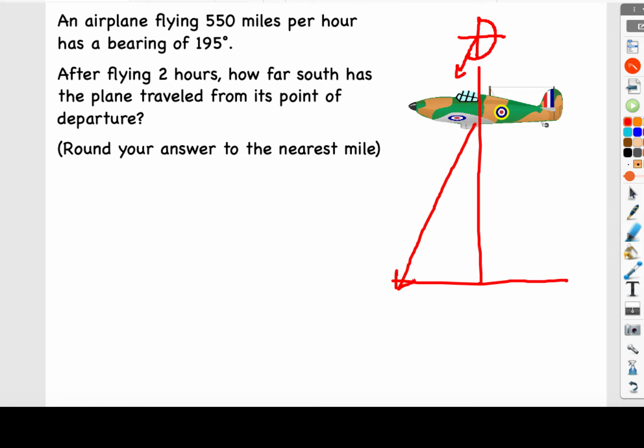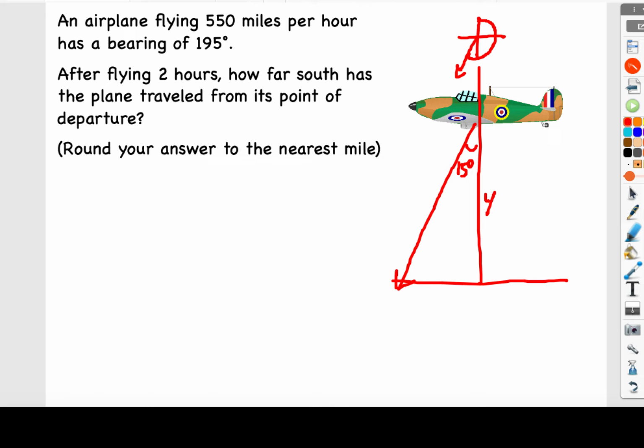Down there. And it might be easier to take off that 180 degrees. 195 is 15 degrees past 180. So that could get us a nice triangle going on there. That should get us a nice triangle. We're going 550 miles per hour, but after flying 2 hours, how far south? So basically we're looking for this value here. How far south has the plane traveled from its point of departure?